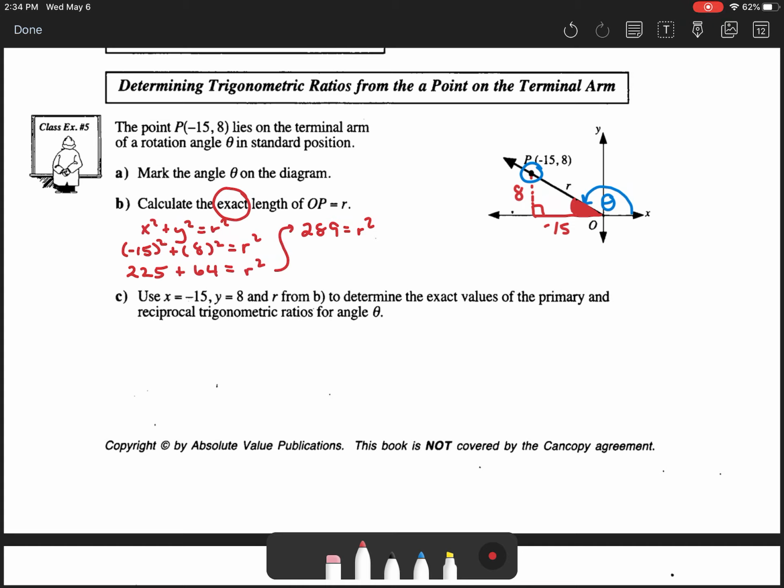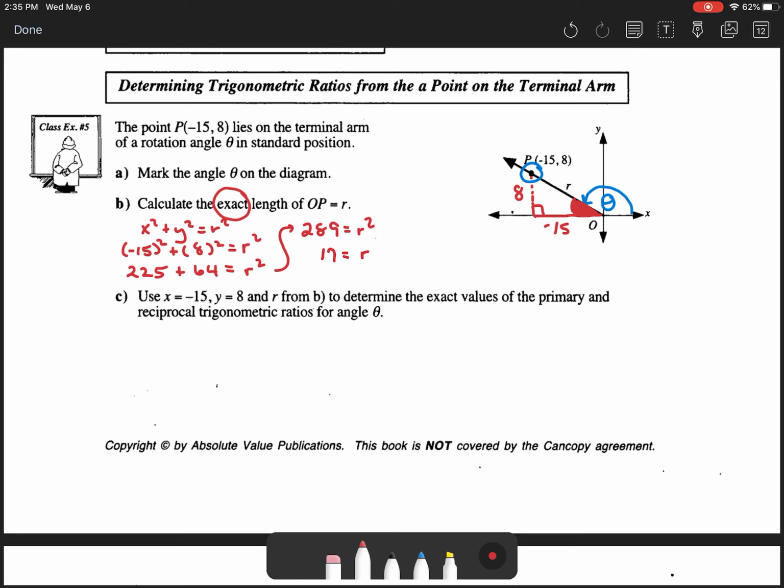225 plus 64 is 289. Yeah, I did that right. Square root my answer. Okay, it is 17. I just pushed a button wrong on my calculator, sorry. So 17 is equal to r. Okay, so there we go.